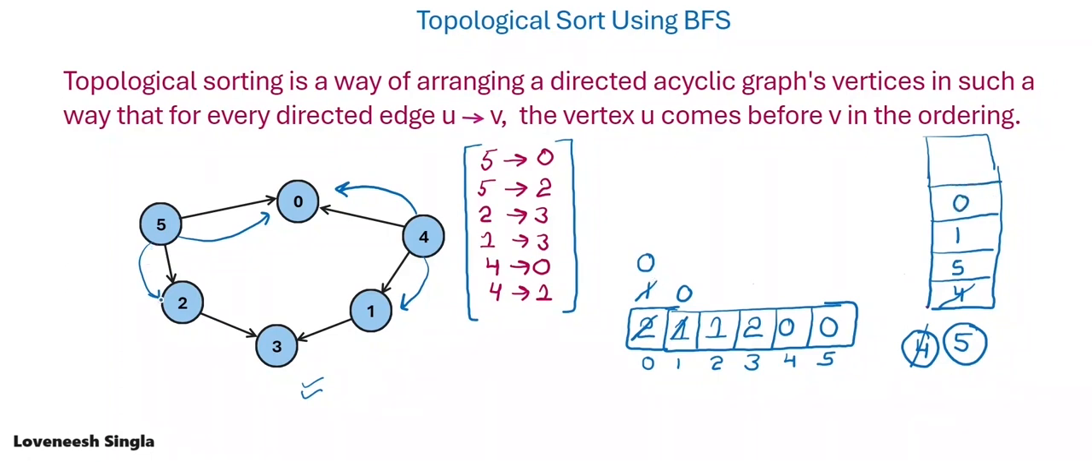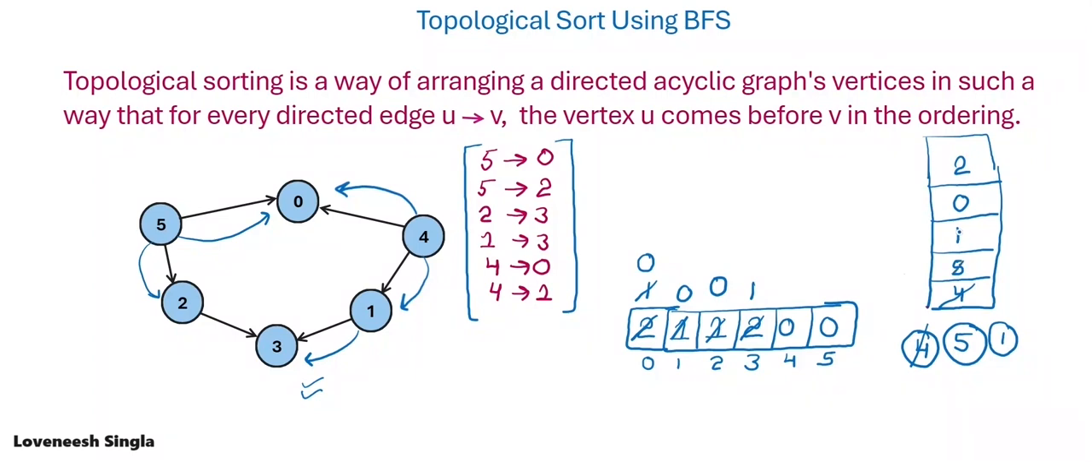Now from 5 we will look at 2 and decrease the indegree of 2 by 1. Current indegree of 2 is 1, so it will become 0. As the current indegree of 2 is also 0, we will insert 2 also in the queue. Now we will remove 1 from this queue and look at the neighbors of 1. From 1 we can move to 3. Now we will decrease the indegree of 3 by 1. Current indegree of 3 is 2, so it will become 1. Now we will not do anything with the third node.